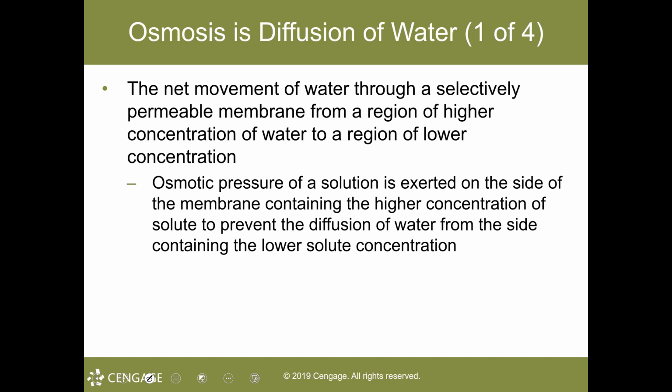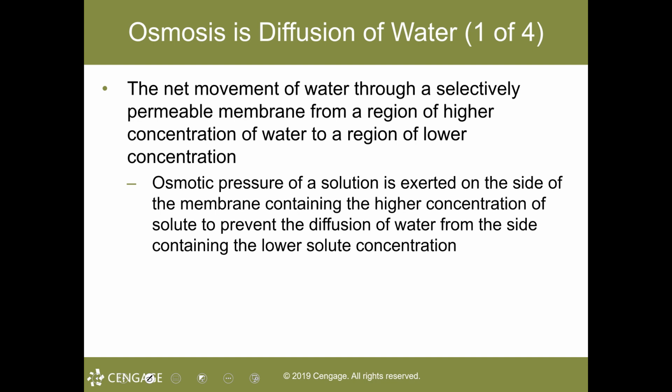So next up, class, is osmosis. Osmosis is defined as the diffusion of water across a selectively permeable membrane from a region of higher concentration of water to a region of lower concentration of water until equilibrium is reached. Help yourselves out and really take in what I'm mentioning. So osmosis, the diffusion of water, is the net movement of water through a selectively permeable membrane from a region of higher concentration of water to a region of lower concentration of water.